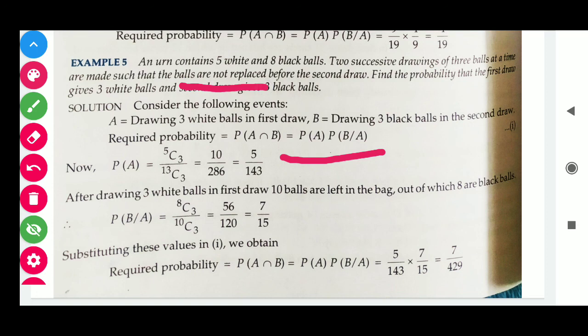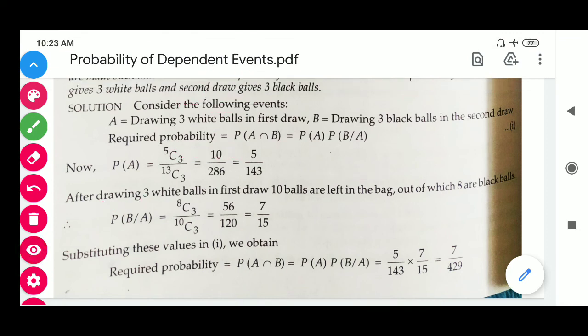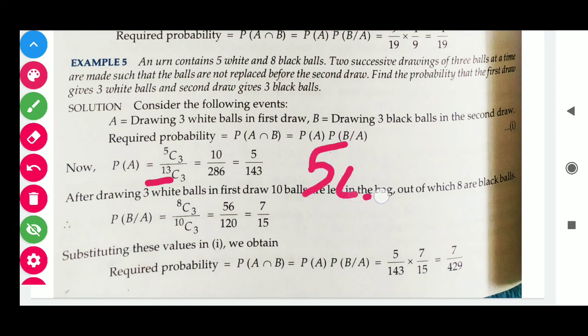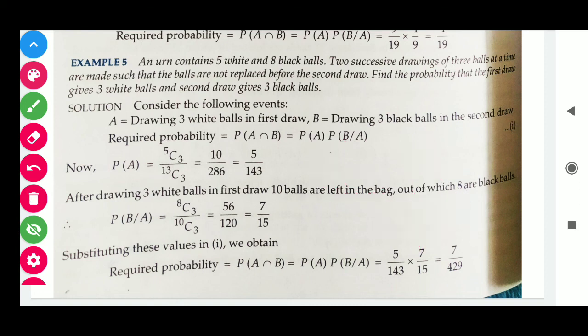Now probability of A: we are selecting 3 white balls and we have a total of 5 white balls, so that's why we will write here 5C3 over 13C3, because there are 13 total balls in the sample space. By using the combination formula, 5C3 is equal to 5 factorial over 3 factorial into 2 factorial. So in this way we get 5 over 143.